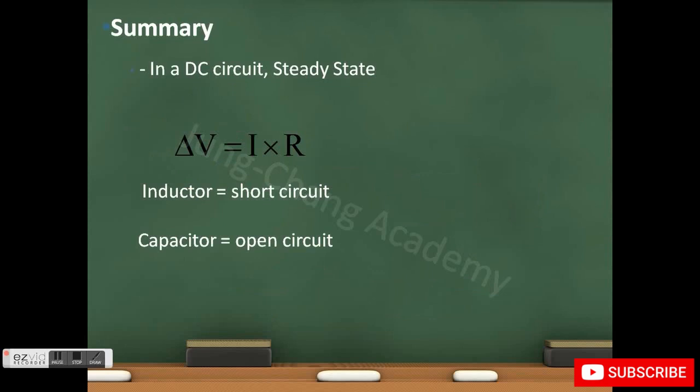So in summary, in a DC circuit steady state, the resistor will follow Ohm's law, whereas the inductor will be short circuit and the capacitor will be open circuit.